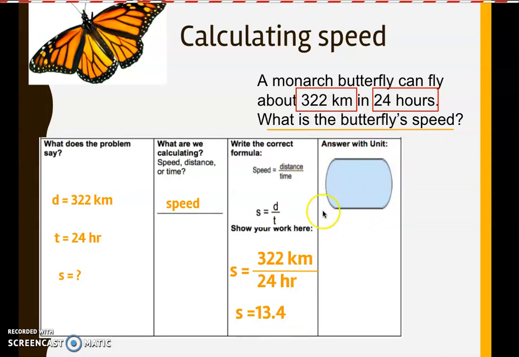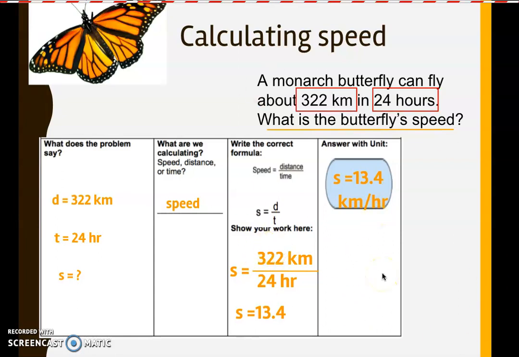We've shown our work. We're going to write our answer, and we're going to add the units. And I can see here that there's kilometers and hours. And the units for a speed always have some distance divided by some time, like miles per hour. And in this case, it's kilometers per hour.